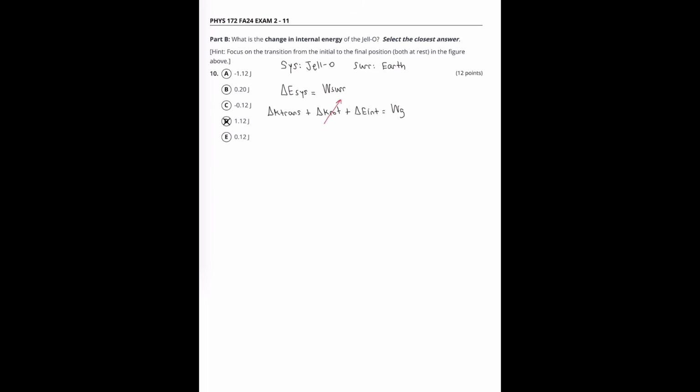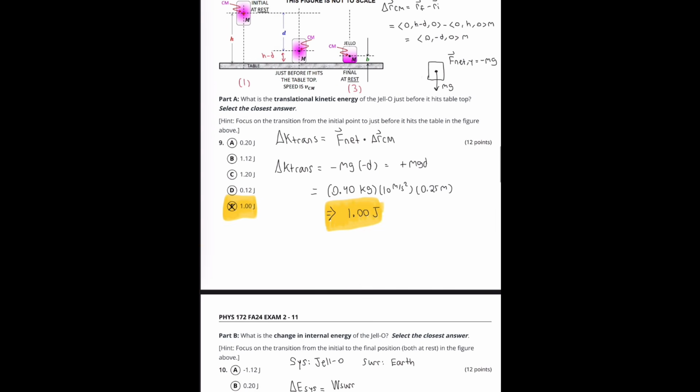And this is what tricks a lot of people up, and it tricked me too when I took this exam. So the translational kinetic energy will also cancel out to zero because we are concerned with the final state, which is at rest, and the initial state is at rest. So that means the change in velocity is equal to zero. Therefore, K trans is equal to zero also. Don't use your answer from part A in this case.